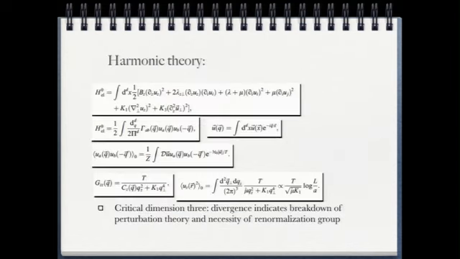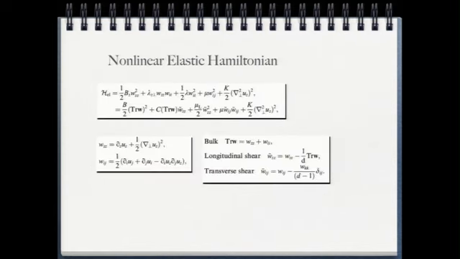So we do the harmonic theory. We look at the harmonic fluctuation of the u field. We found that its variance actually diverges at finite temperature. So it diverges the same way as that of a smectic liquid crystal.